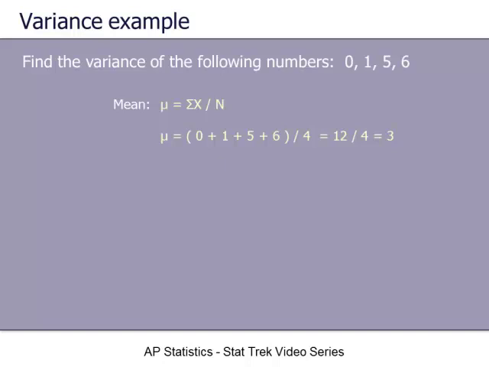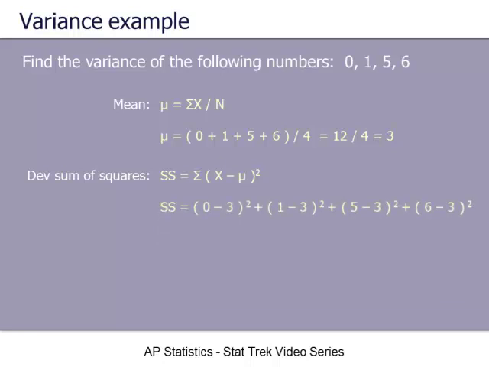Given the mean, we can compute the deviation sum of squares. We see that the deviation sum of squares is equal to 0 minus the mean 3 squared, plus 1 minus the mean 3 squared, plus 5 minus 3 squared, plus 6 minus 3 squared. This turns out to be 9 plus 4 plus 4 plus 9, or 26.